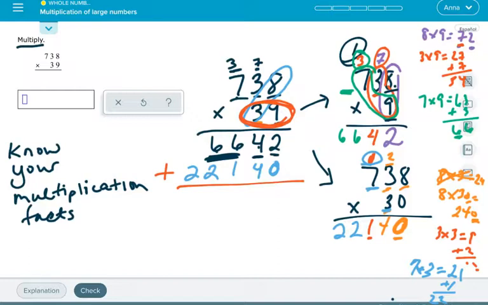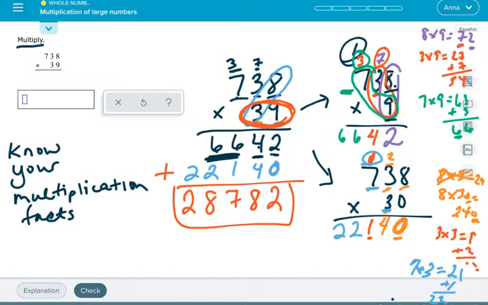So we end up adding starting from the right. 2 plus 0 is 2, 4 plus 4 is 8, 6 plus 1 is 7, 6 plus 2 is 8, and then 2 plus nothing is 2. And that is our answer.